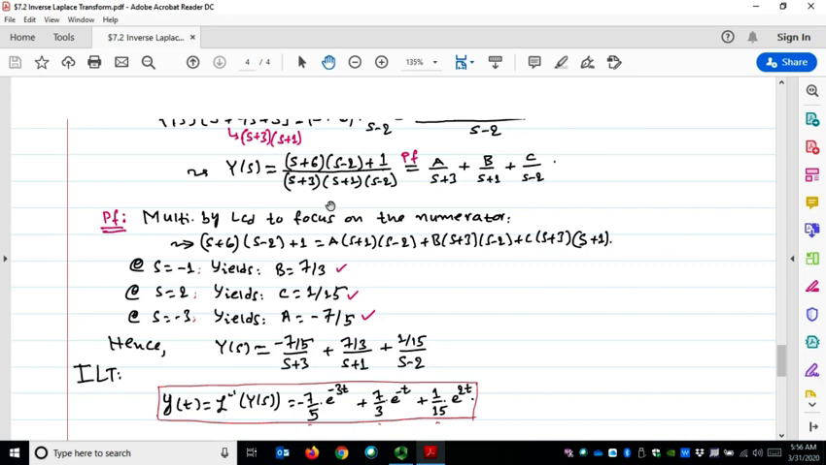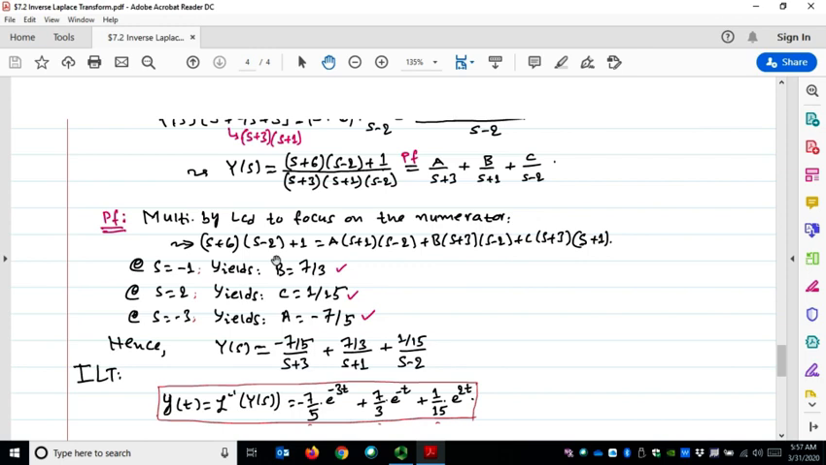Use the partial fraction technique. So A over s plus 3 plus B over s plus 1 plus C over s minus 2. And now our goal is to find the values of A, B, C. These are the constants to be determined.